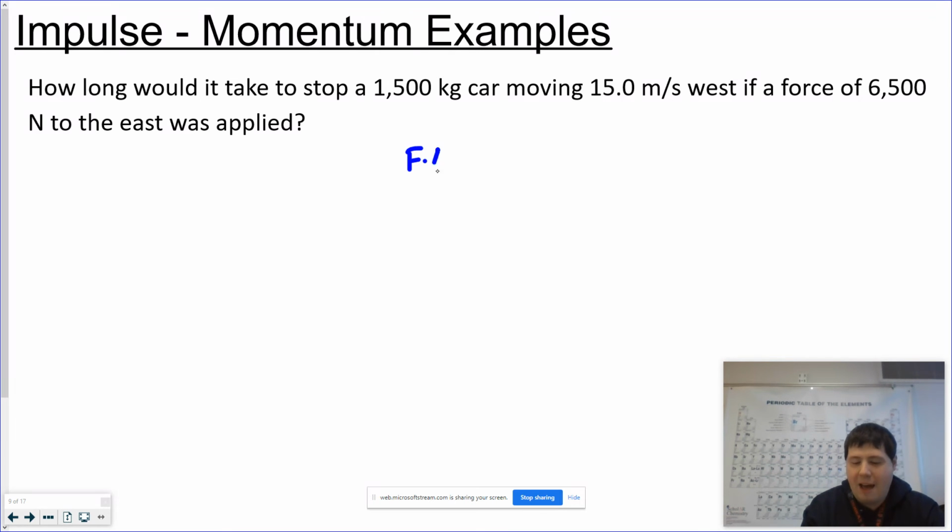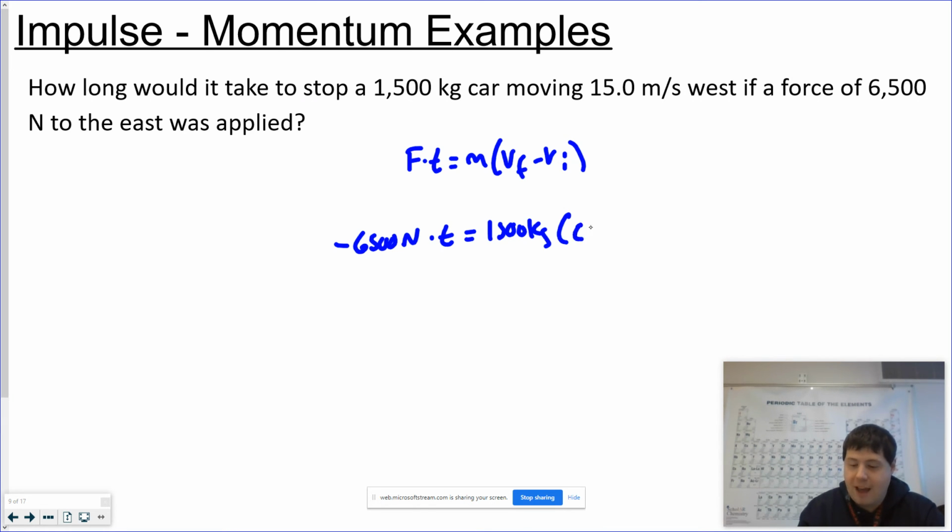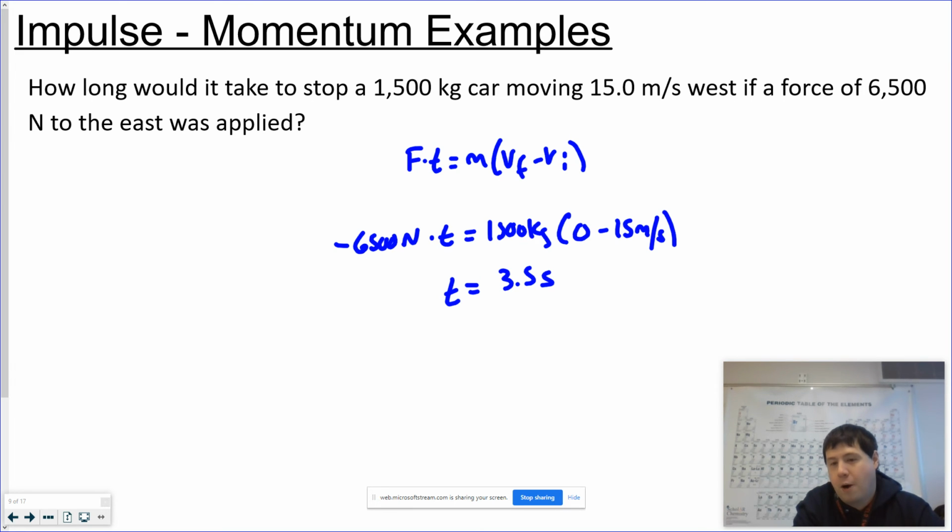Okay, for this next one, very, very similar problem. Again, we're going to be doing F times T equals M Vf minus Vi. From here, what you would do, your force again is to the east, so I'm going to make that negative. Though, again, if you made the velocity negative, it wouldn't make any difference. I'm going to go ahead and use my car's mass as 1,500. Vf is 0 minus the 15 meters per second west. And when I do this one on my calculator, I end up getting 3.5 seconds. So try those in your calculator. Make sure you can solve that math and get the same answers that I can here.